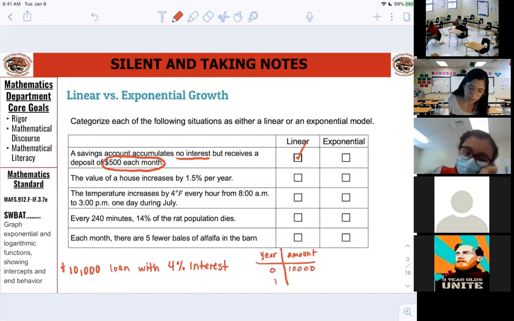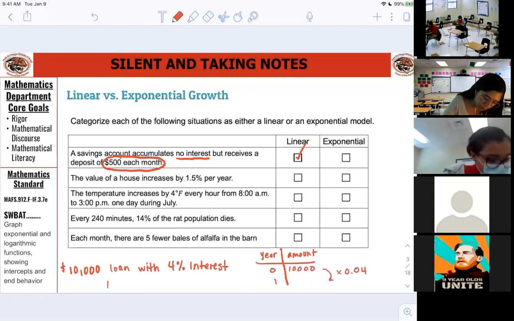So after 1 year, this $10,000 gets multiplied by 4%. But 4%, what's that as a decimal? 0.04. What is 10,000 times 0.04? Can you guys try that real quick? 400, right? 10,000 times 0.04 is 400.